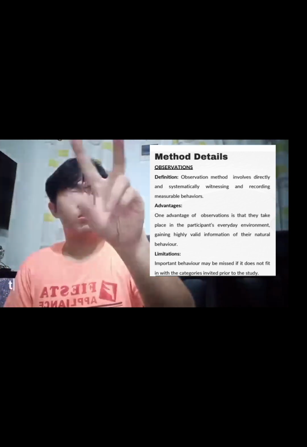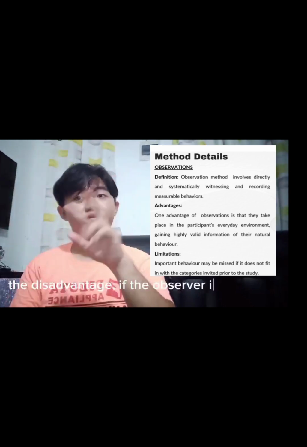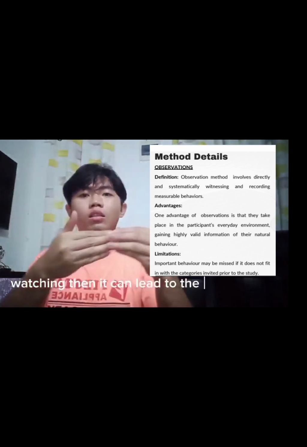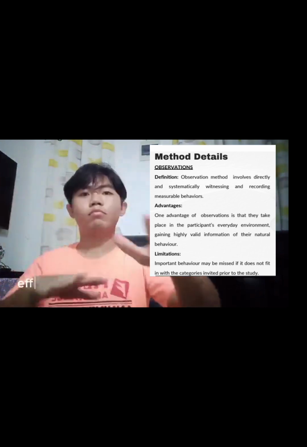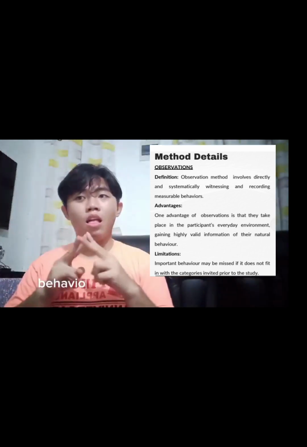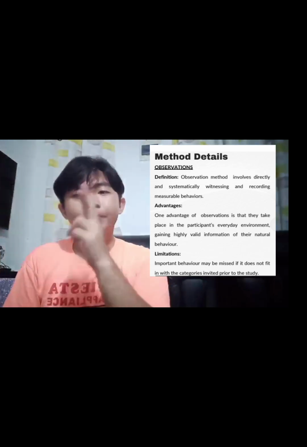However, the disadvantage is that if the observer is overly watching, it can lead to the observer effect, as participants may change their behavior, even without realizing.